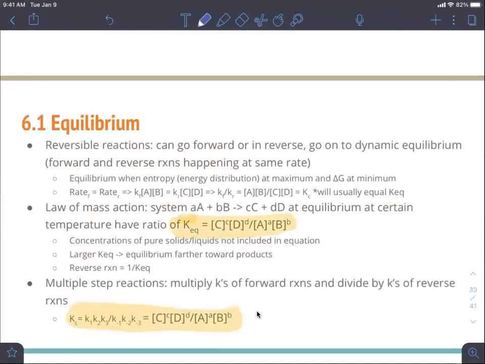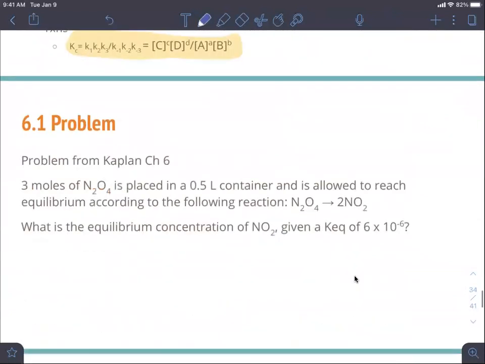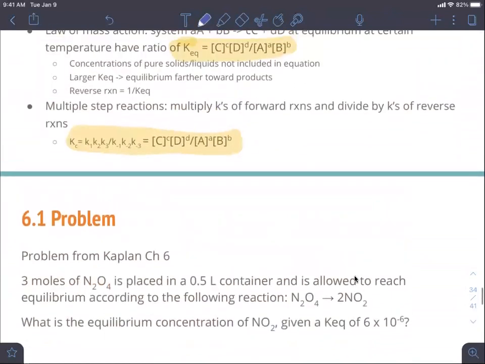For multiple step reactions, all you have to do is multiply the k's of the forward reactions and divide by the k's, the rate constants, of the reverse reactions. And that should equal the equilibrium constant. So this would be pretty useful to know, actually, that the rates equal products over reactants. Okay, so here is a problem. You should be able to figure this out based on this stuff. I'll give a minute to do this.